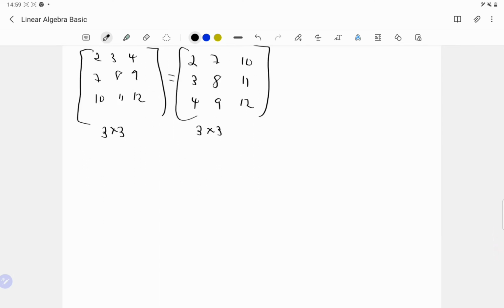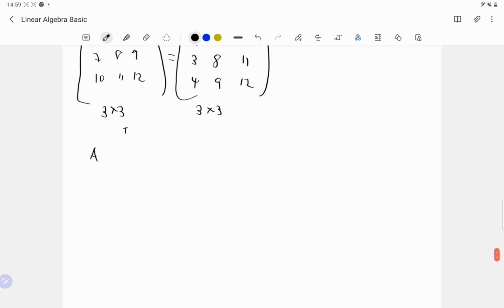Before I forget, the symbol for transpose is this T. For example, you have this A. The transpose of that is A raised to T. Some use an apostrophe, so you might get confused if you find this; it means transpose.